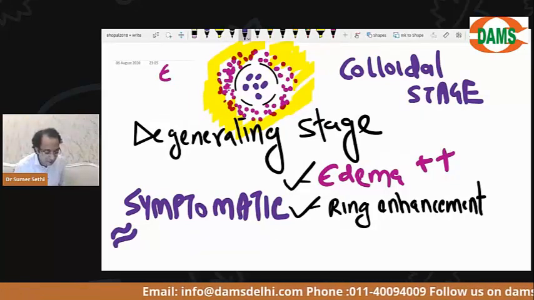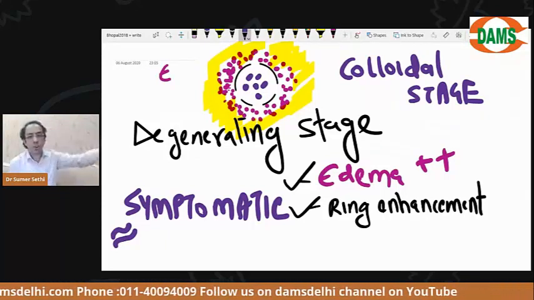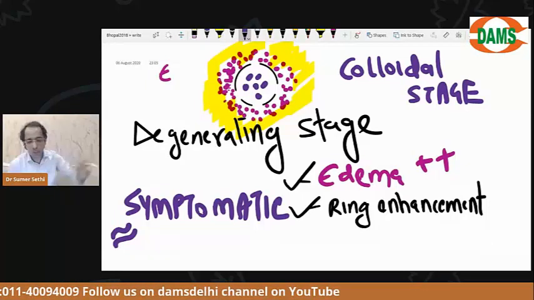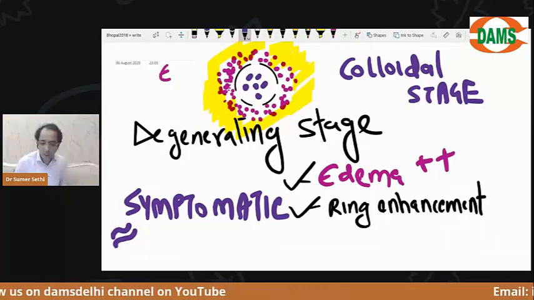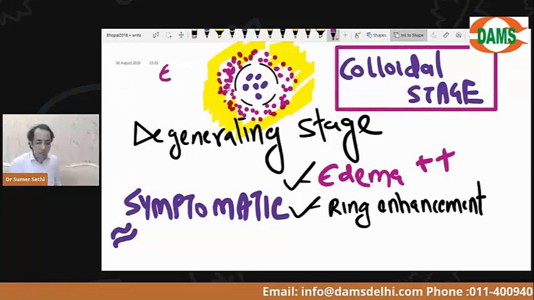Now do you understand the concept here? That viable stage is usually asymptomatic. There is no edema, there is no ring enhancement. It is the colloidal stage, which is the one which is usually symptomatic, which is with edema and ring enhancement.